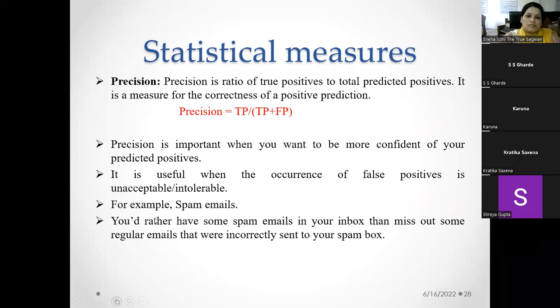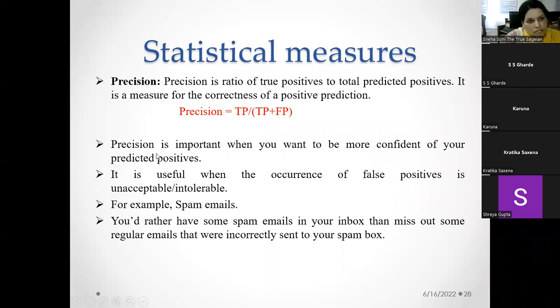Then the second statistical measure is precision. Precision provides the ratio of the true positives to the total predicted positives. Among the predicted positives, how many are true positives, because positives will be of two types, true positive and false positive. So how many true positives are there among the whole predicted positives? That is the definition of precision: TP divided by TP plus FP.